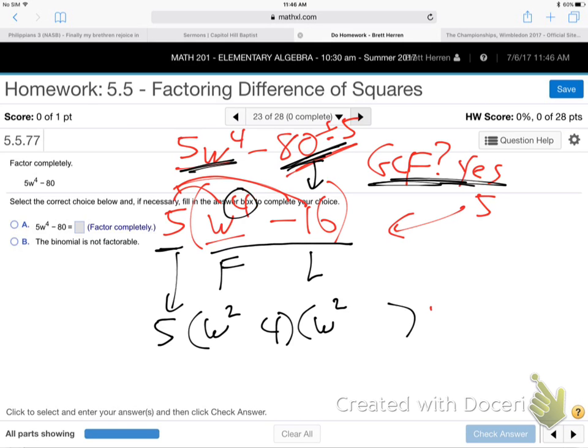And 16, 4, and 4, right? Because front times front makes front, and last times last makes last. And how do you make negative 16? One positive, one negative. Good.